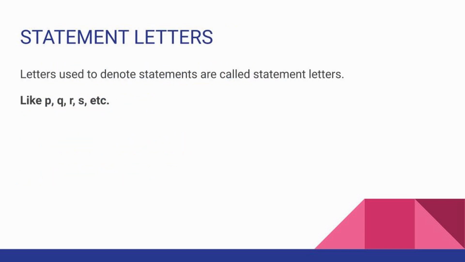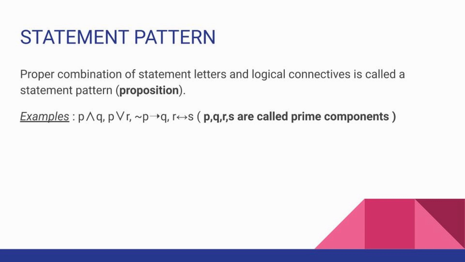Let us understand about statement letters. What are statement letters? Letters used to denote statements are called statement letters. For example, small p, small q, small r and small s, etc. These are called statement letters. Now coming to the statement pattern, let us define it. A proper combination of statement letters and logical connectives is called a statement pattern. Statement pattern is also known as proposition. Let us see the definition again.